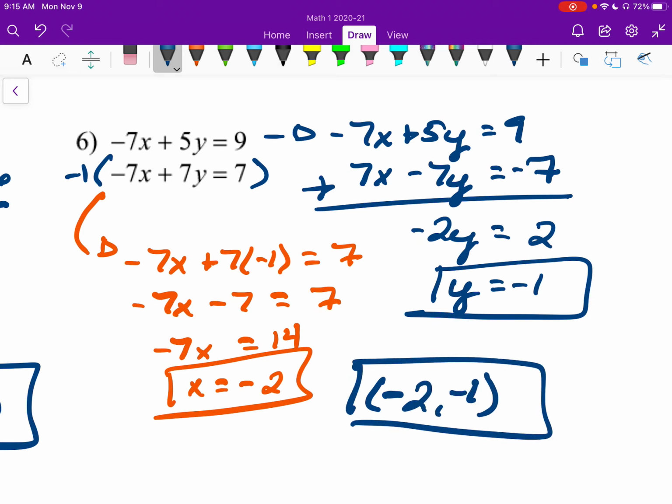Right, and I keep writing them as a point because graphically, if we were to graph these lines, they would cross at the point (-2, -1). So we're skipping the graphing piece. And maybe this is easier, maybe the graphing is easier, but we're doing the same thing. This is a different method to solve these.